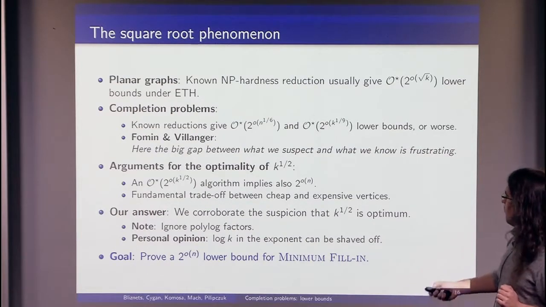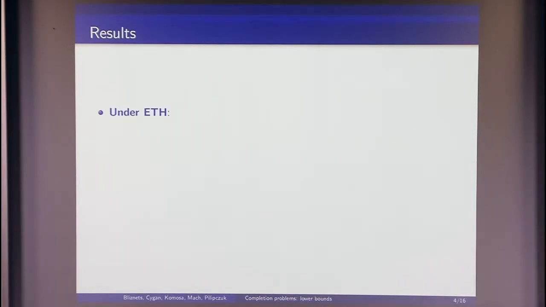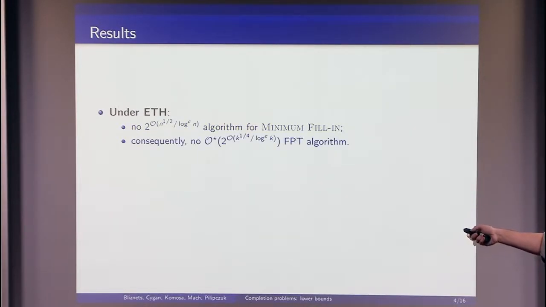So instead of trying to get this lower bound directly, we will try to get simply a no subexponential exact algorithm for minimum fill-in throughout this talk. So what were we able to prove? Under the sole assumption of ETH, unfortunately, we only have suboptimal lower bounds. Namely, we can prove there is no 2 to the square root n algorithm, losing some polylog n factors, for chordal completion. And this, of course, translates to a k to the 1/4 lower bound.